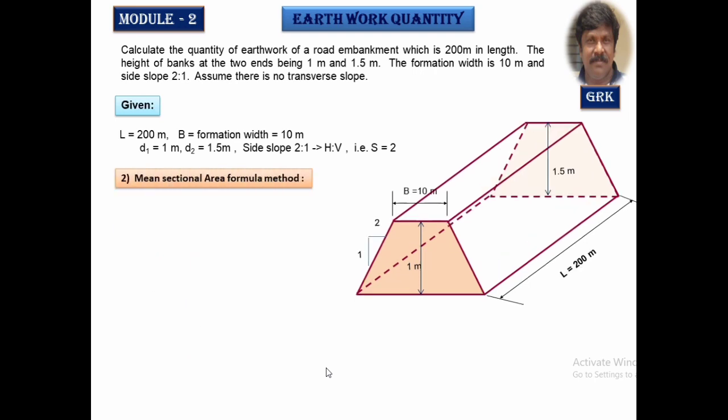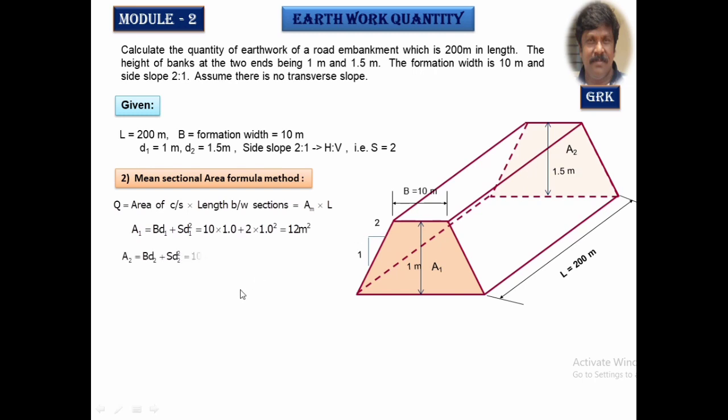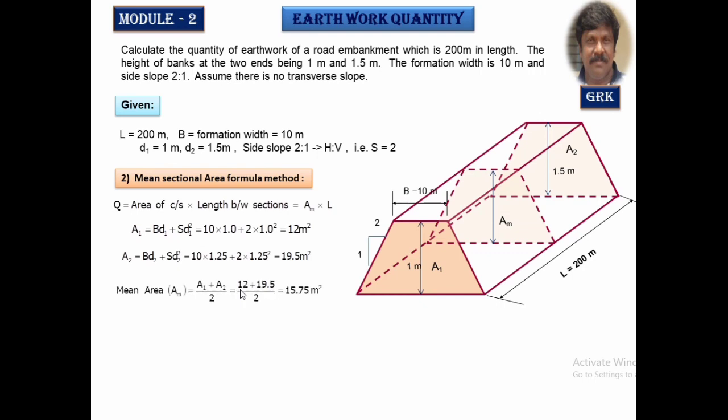And let us take the second method, the same problem. We are solving it by the second method, the mean sectional area method. First get the area of the first section, A1 is B·D1 plus S·D1 squared. Get the area of the second section, it is B·D2 plus S·D2 squared. Get the mean area of that, that is (A1 + A2) by 2.